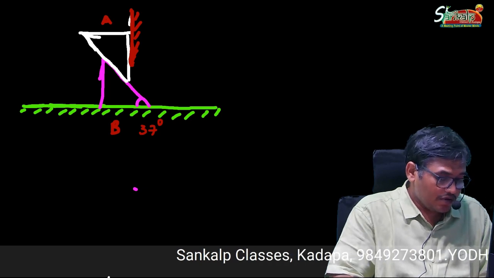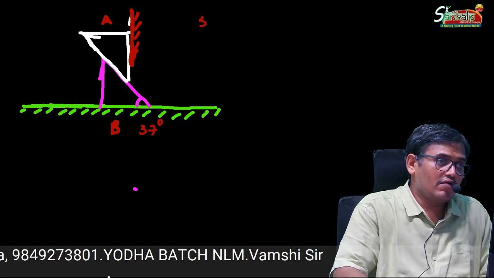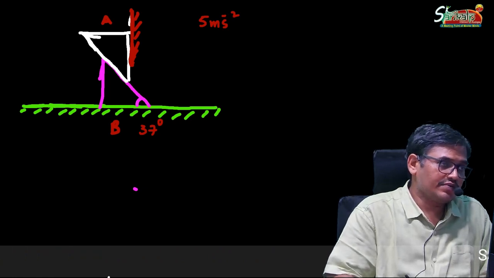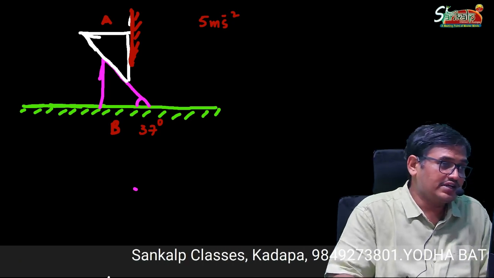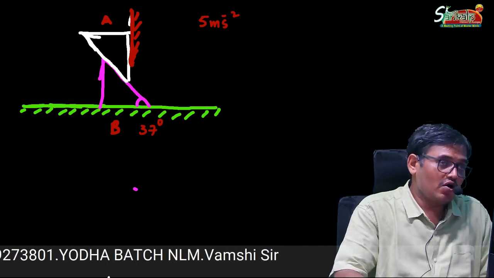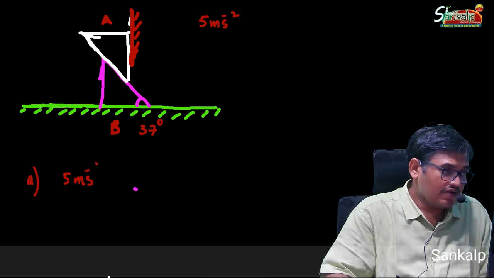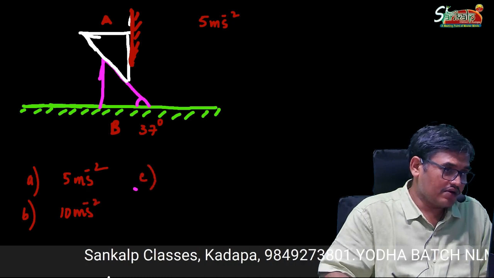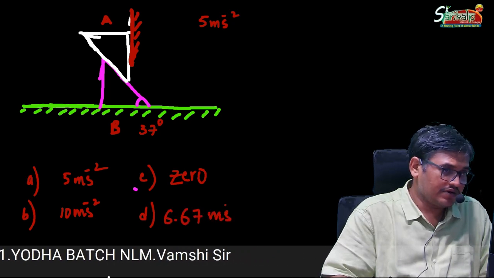He gave the acceleration of wedge A as 5 meter per second square with respect to the ground observer. And he is asking to find the acceleration of wedge B, the pink wedge. What is the acceleration of wedge B? Options are given like this. Option A is 5 meter per second square. Option B is 10 meter per second square. Option C is 0. Option D is 6.67 meter per second square.